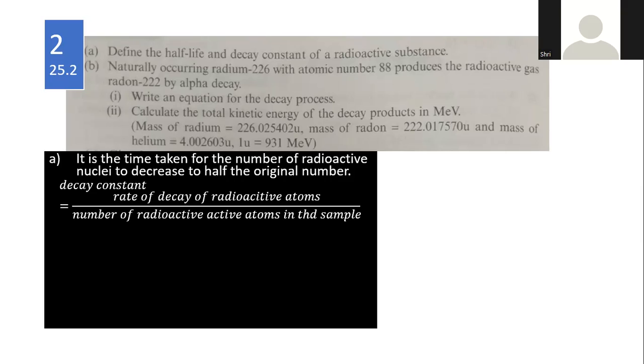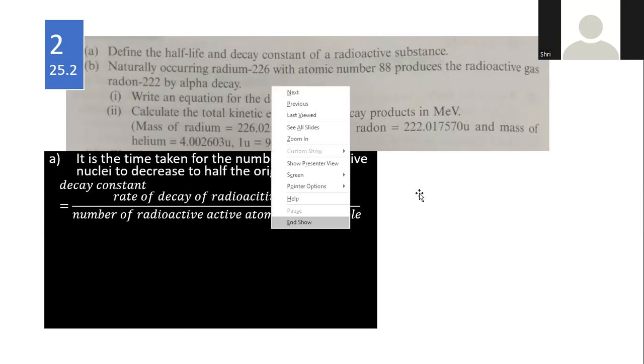Then decay constant. Decay constant equals the rate of decay of radioactive atoms divided by the number of radioactive atoms in the sample. Carelessness.